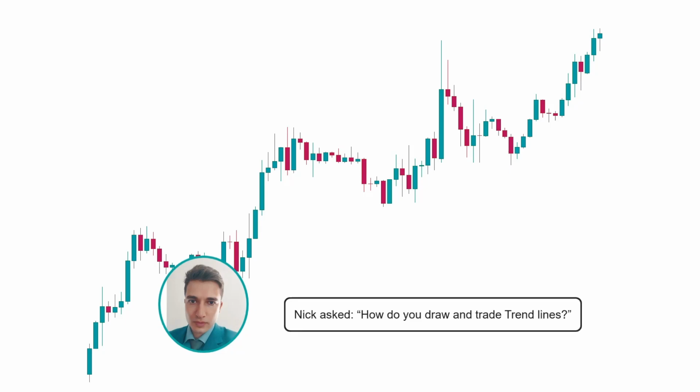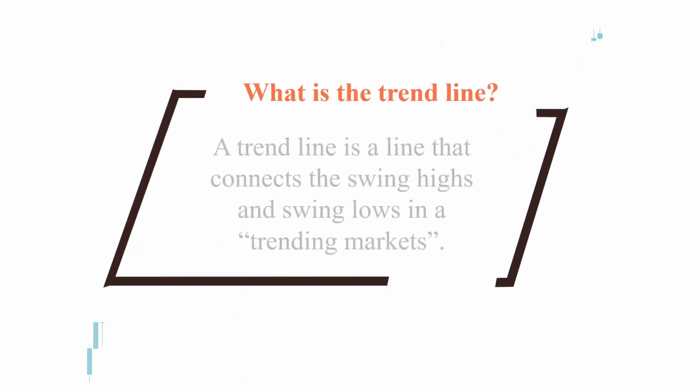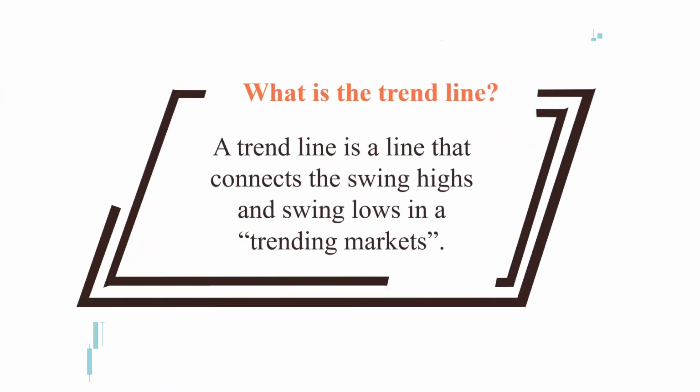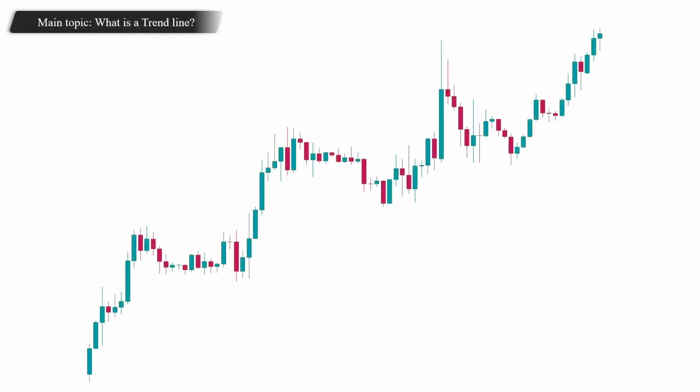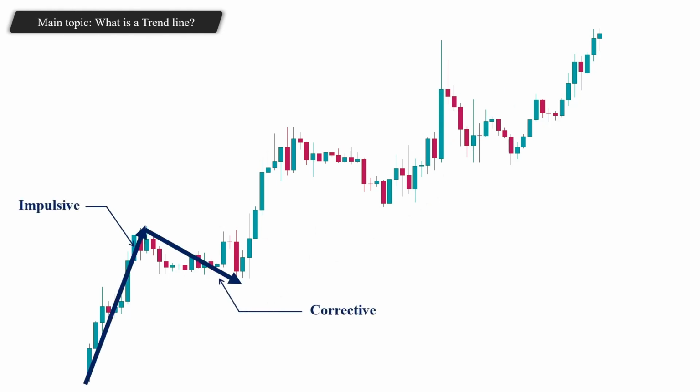So first, what is a trend line? A trend line is a line that connects the swing highs and swing lows in the trending market. So here we have a clear uptrend. We have an impulsive move and a corrective move. Impulsive, corrective, and so on.